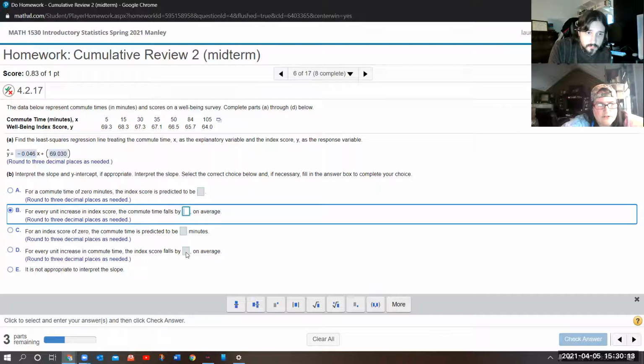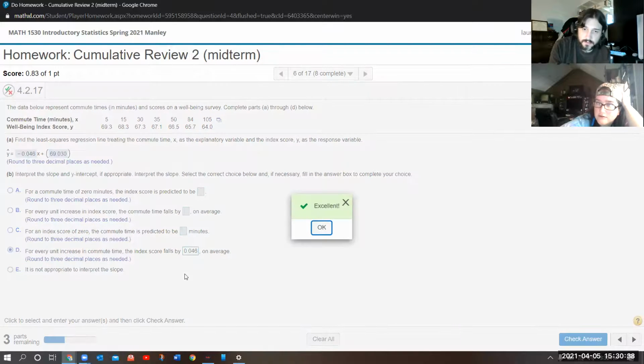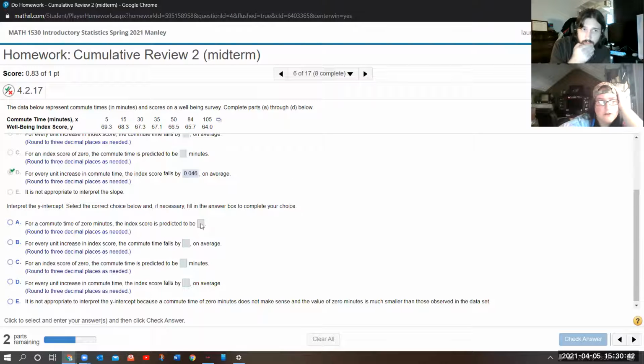No, it's that one. Yeah, what you need to do is pay attention to whatever your x is, because the slope is the coefficient of x. So x in the context of this problem is commute time in minutes, right? Uh-huh. So for every unit increase in commute time, the index score falls by 0.046 on average. Yeah. And because it says falls by, that's why you don't need the negative. Okay, good.